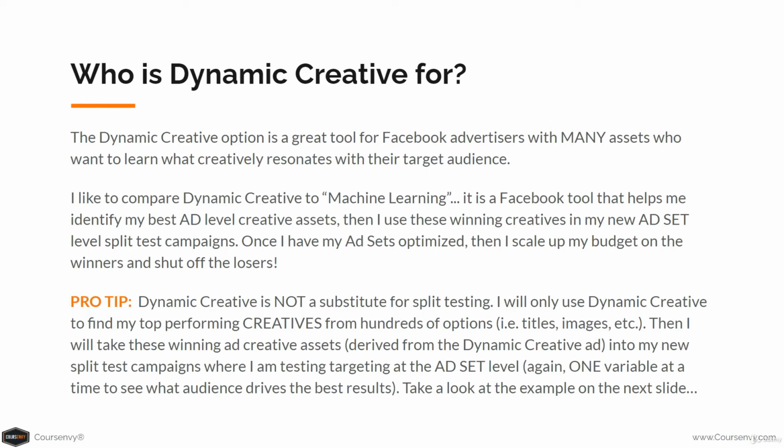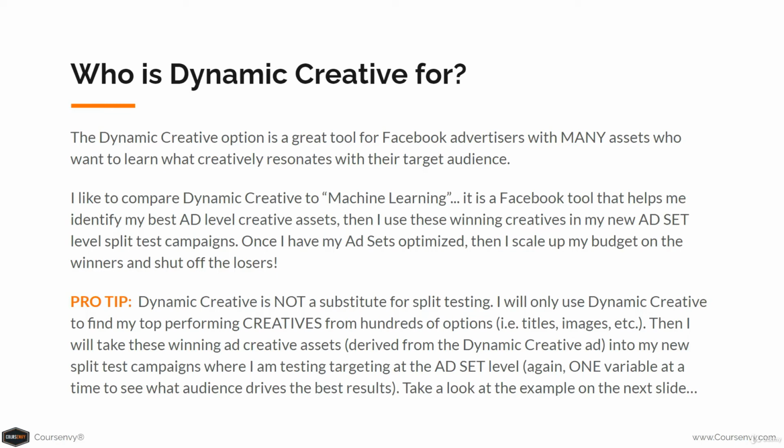So pro tip, Dynamic Creative is not a substitute for split testing. I will only use Dynamic Creative to find my top performing creatives from hundreds of options, including hundreds of images, titles, and so on. Then I will use these winning ad creative assets derived from my Dynamic Creative ad into my new split test campaigns where I am testing targeting at the ad set level.